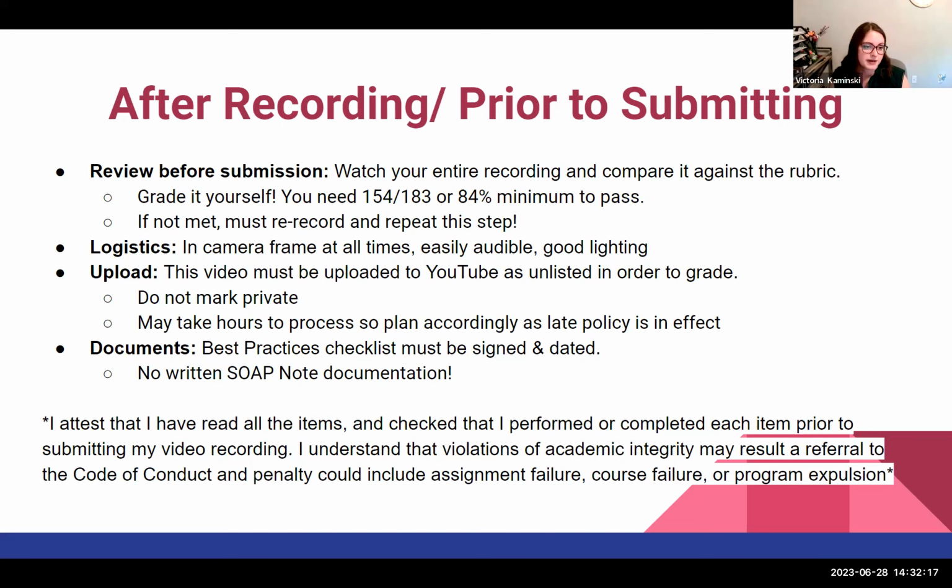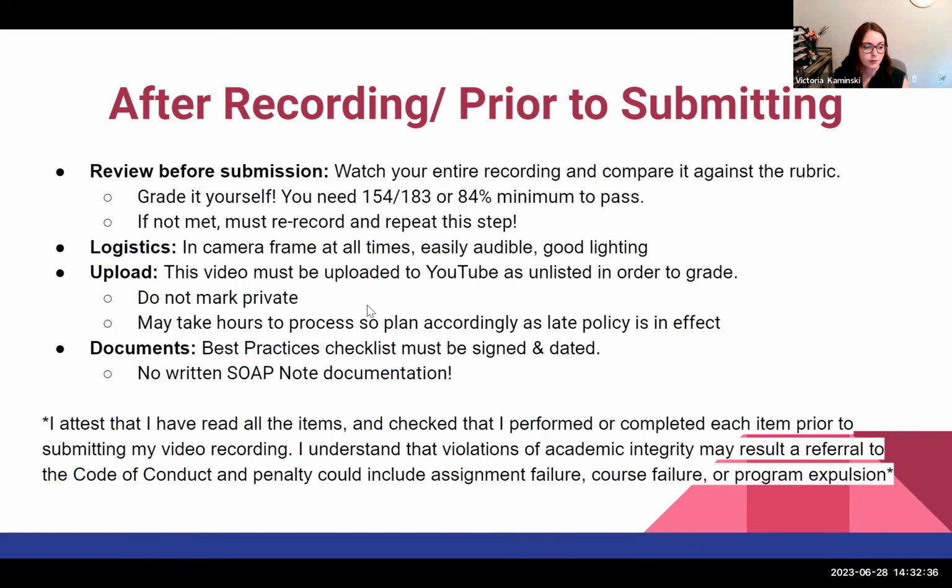I just mentioned this, but after the recording, prior to submitting, you're going to review and grade it yourself. And if not, you need to make sure you're re-recording and repeating that step again prior to submission. Make sure you're within the frame at all times, easily audible, with good lighting. You've uploaded the video to YouTube as unlisted. Do not mark it private.